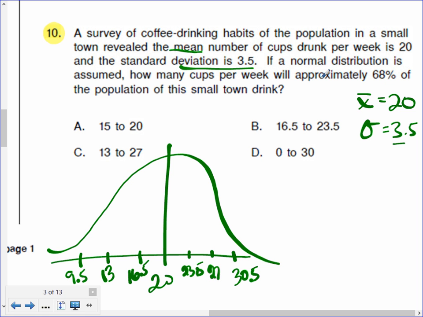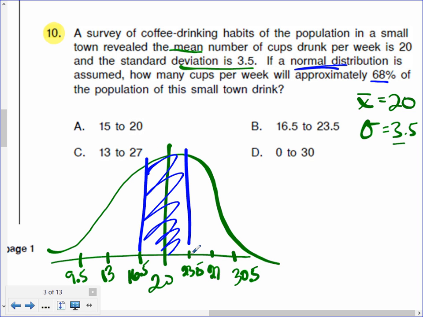Now let's continue reading. If a normal distribution is assumed, how many cups per week will approximately 68% of the population of this small town drink? Is the 68% 1, 2, or 3 away? 1 away. What numbers are between 68%?